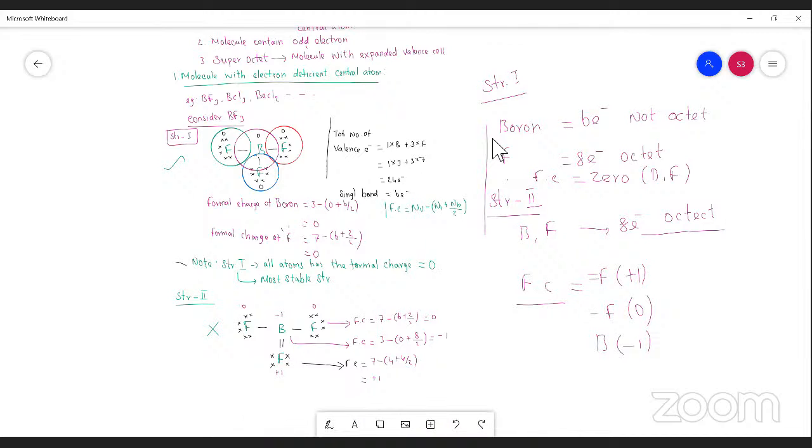Okay, students, do you understand that? So here in BF3, even though an electron deficient boron is there, the molecule becomes most stable. So the correct structure is structure 1, not structure 2. Okay, now we may take the next one.